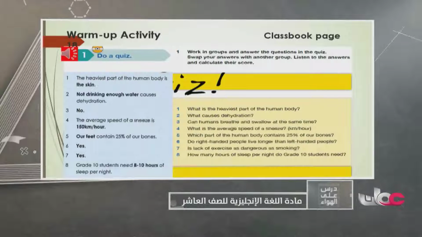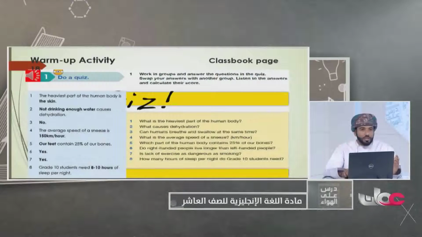Okay, so here are the answers. For number 1, the heaviest part of the human body is the skin. Look at question number 2. What causes dehydration? The answer is not drinking enough water causes dehydration. Look at question number 3. Can humans breathe and swallow at the same time? The answer is no. Number 4. What is the average speed of a sneeze? Look at the answer. The average speed of a sneeze is 150 kilometers per hour. And number 5. Which part of the human body contains 25% of our bones? Look at the answer.